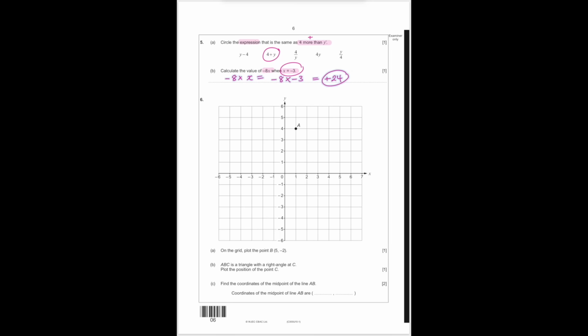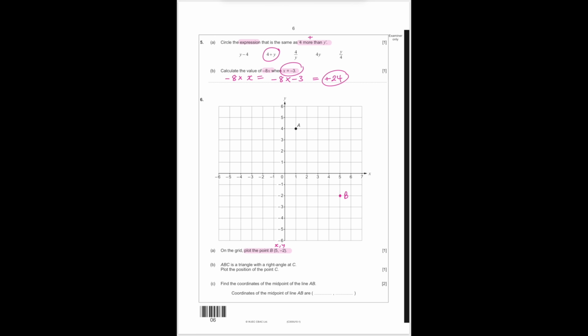Question 6. So we've got a coordinate grid and we've got the point A marked. Part A, on the grid, plot the point B, which is 5, minus 2. So to plot the points, we go along the X and then we follow for the Y. So we're going to go along to 5 here, and then we're going to go down to minus 2, which is there. So that is point B.